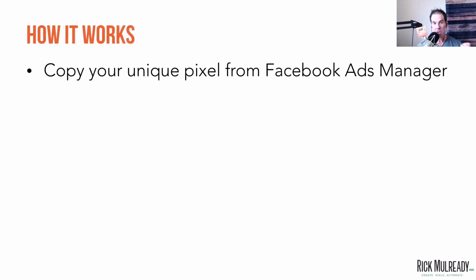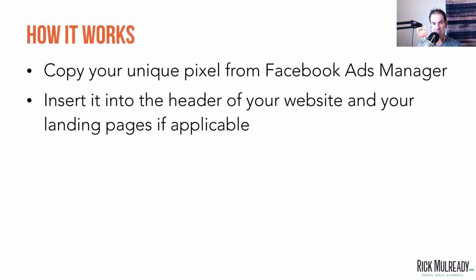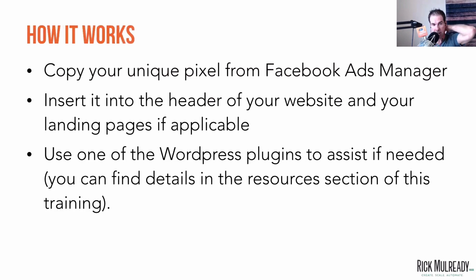So keep watching. Here's how it works. You copy your unique pixel from Facebook Ads Manager, and then you insert it into the header of your website and your landing pages if applicable. Of course, if you're working with a client, this will go on their website or their landing pages. And if you're using WordPress, or if your client has WordPress, then you can use one of the free WordPress plugins to assist if necessary. I go into more details in the resources section of the training. It's really not as complicated as it may sound.